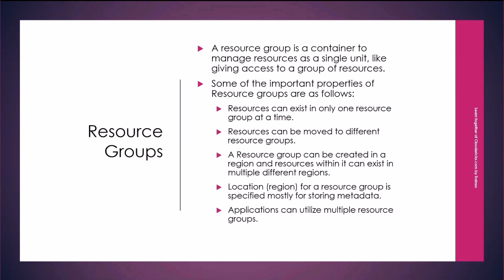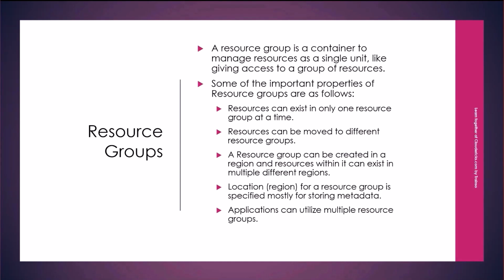For example, the resource group may be created in East US, but it can have resources from West US or South India or Singapore or any other location. So why does a resource group need a region or location? A location or region for a resource group is specified mostly for storing metadata. What is metadata? Metadata is data about data. For example, what all resources are part of this resource group.